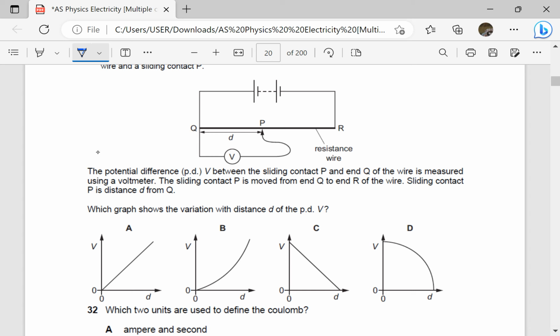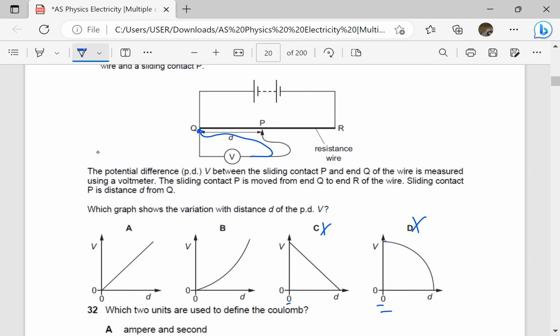Of course, when I bring the sliding contact here at Q, when the distance is 0, it means the potential difference is going to be 0. There will be no potential across the voltmeter because they are at the same potential. There's no difference in potential between the 2 points. This one is showing that when D is 0, there is a potential difference. So these two are wrong. Then we remain with A and B.